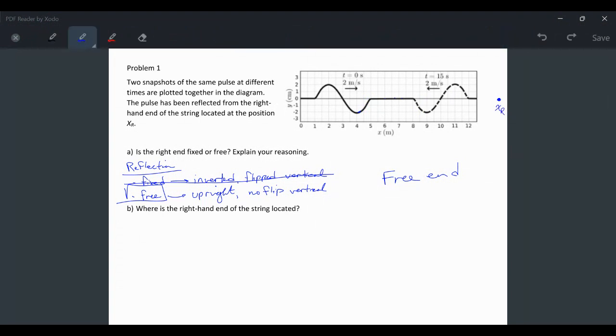And let's label some of these distances. So at time equals 0, let's keep track of this point right here. It's going forward.